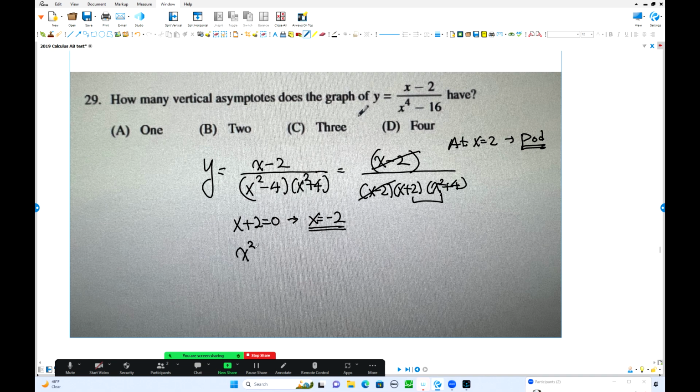The second term: x squared plus 4 can never be 0, it's always positive, so there's no value of x and no vertical asymptote. So x equals negative 2 is the only vertical asymptote.